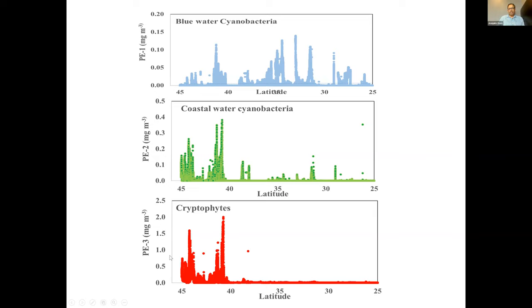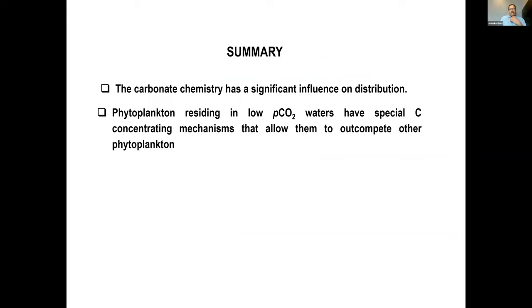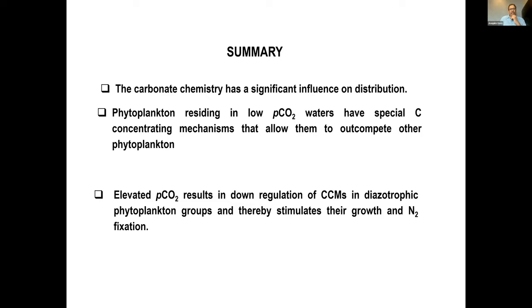So in summary, I would like to say that carbonate chemistry has significant influence on the distribution of phytoplankton type. And phytoplankton residing in low PCO2 waters have special carbon concentrating mechanisms. And as I showed, the transcriptomic data showing high concentration of carbonic anhydrase, that is what allows them to outcompete other phytoplankton in low PCO2 waters. So elevated PCO2 concentration results in down regulation of these carbon concentrating enzymes in diazotrophs and other phytoplankton groups, and thereby stimulates their growth and nitrogen fixation.